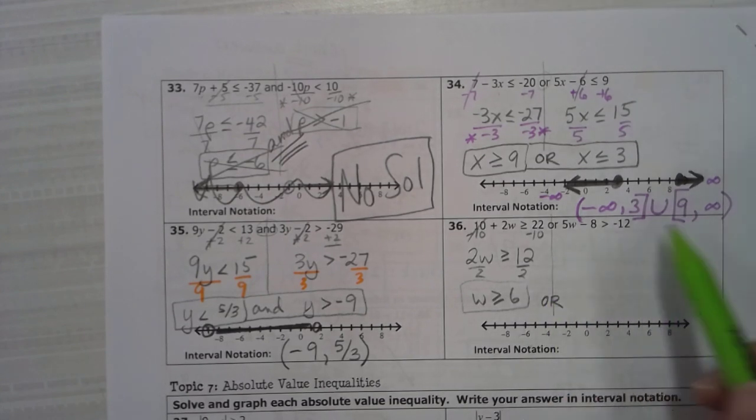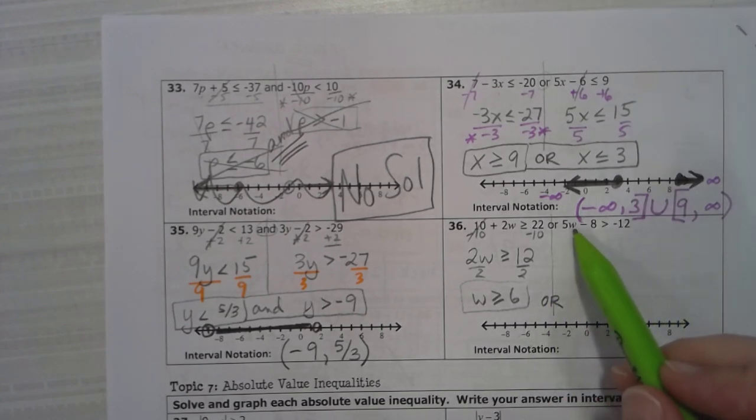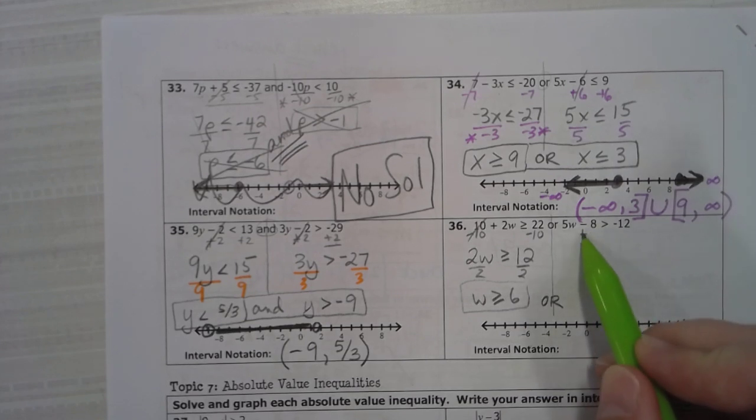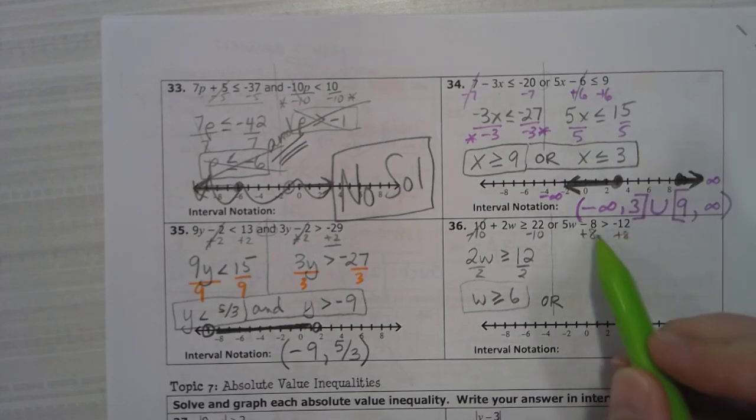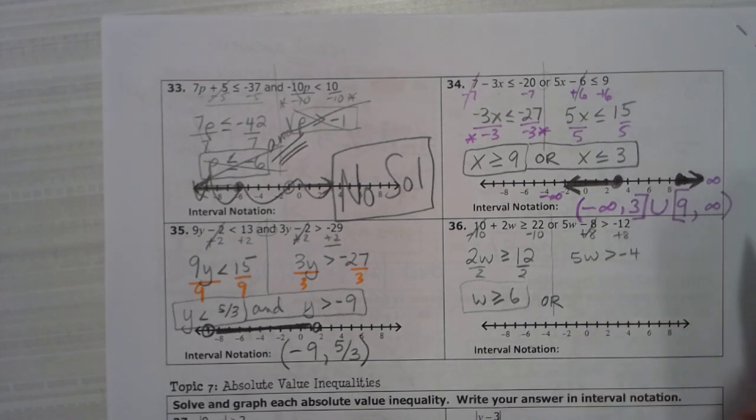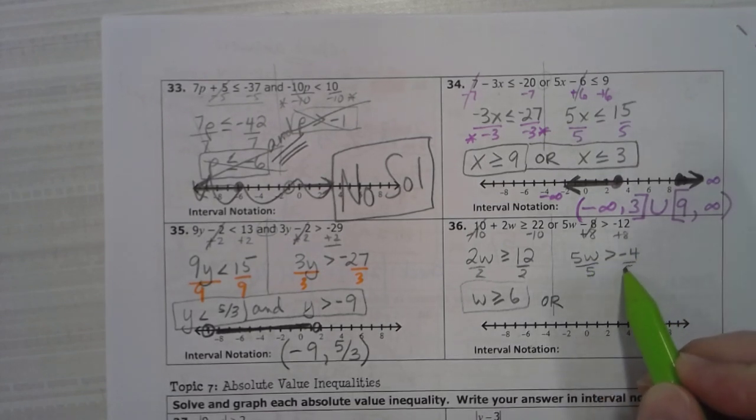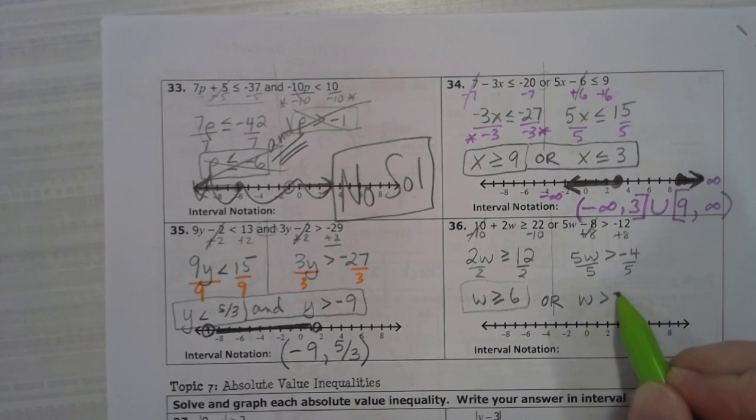Or over here, we've got a -8. So opposite of -8 is +8. 5w is greater than -4. Divide by 5. W is greater than -4/5.